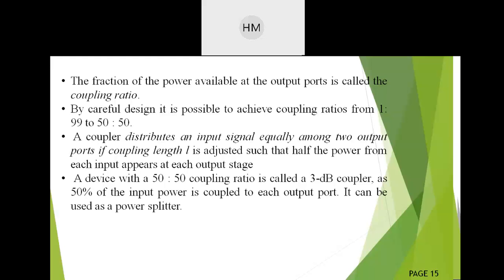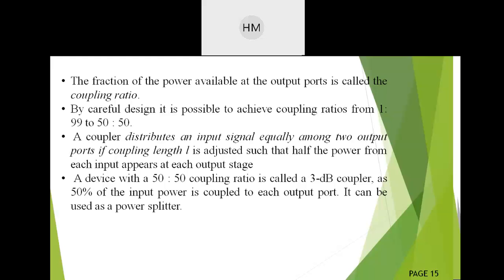A device with a 50:50 coupling ratio is called 3 dB coupler. Very important. In exam, they used to ask what is a 3 dB coupler. कैसे हम डिजाइन करेंगे 3 dB coupler जब उसका coupling ratio होगा 50:50. ठीक है, that means 50% light is coupled with from one end to another end, as 50% of the input power is coupled to each output port. तो it will be 2:2 अगर 50% हम डिवाइड करते हैं सिग्नल को.